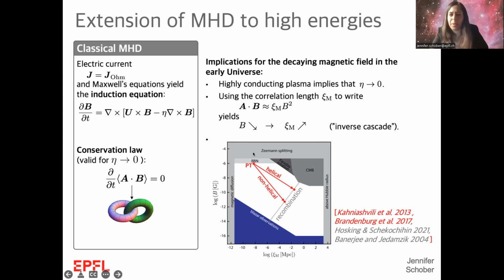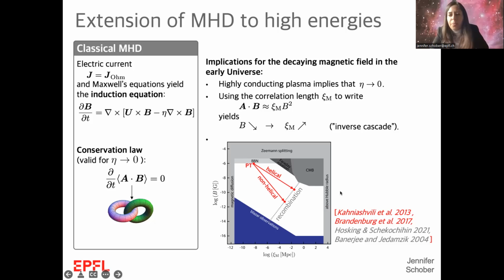And even, by the way, for non-helical magnetic fields, it's possible to predict the evolution of the field. There's also an inverse cascade, as Tina Kahniashvili and Axel and others have shown, but it's less efficient, so we end up at a different place in this parameter plot.